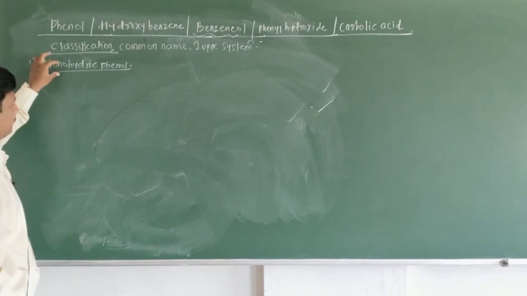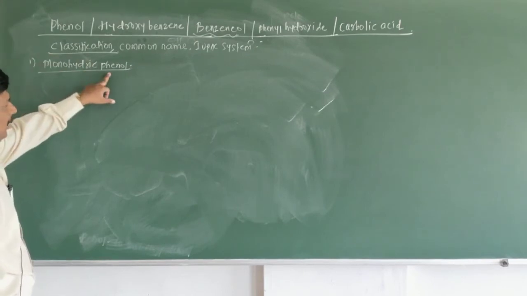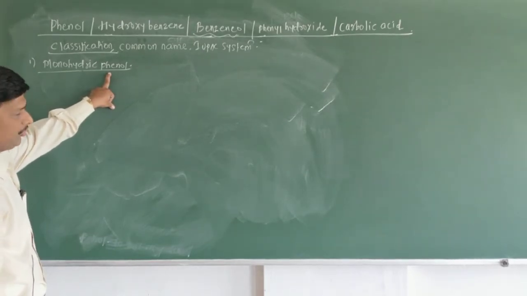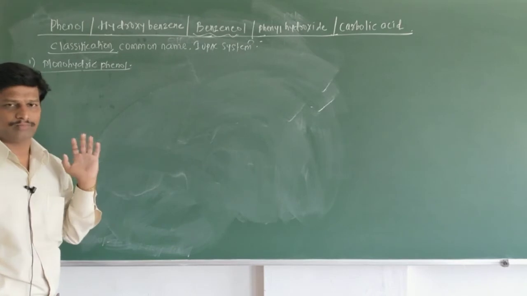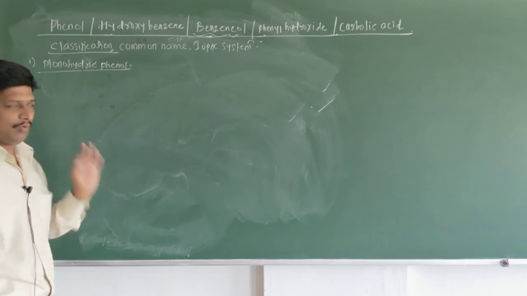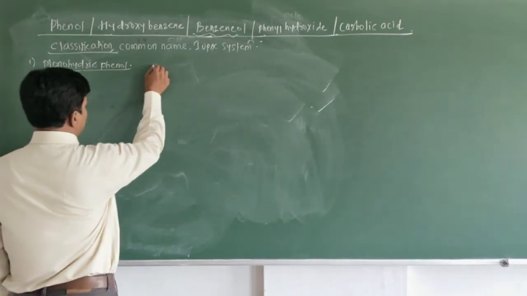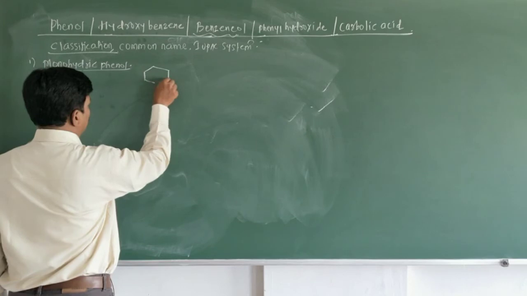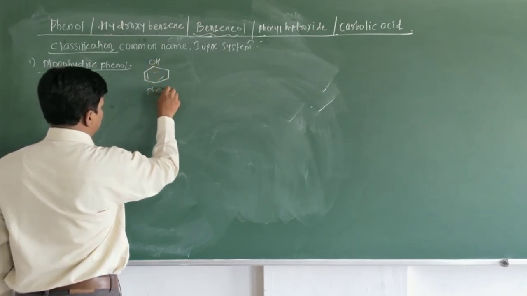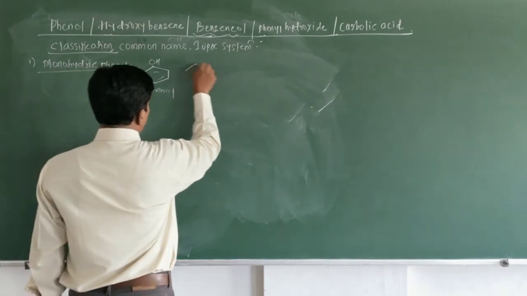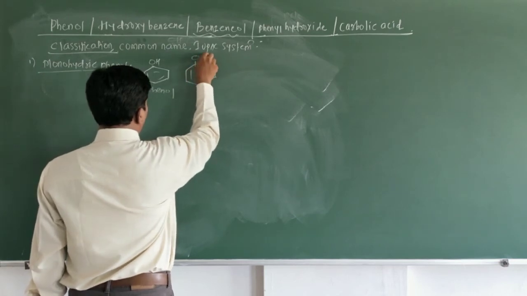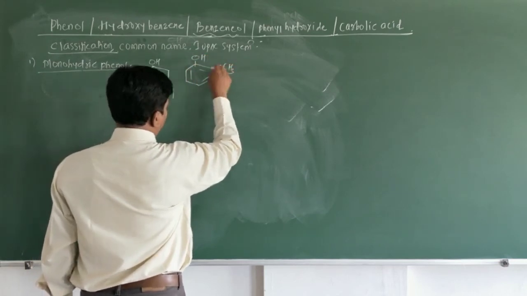What is the meaning of monohydric phenol? Mono means single unit, hydric means the hydroxyl OH group, and that hydroxyl OH group is directly attached to the benzene ring. So it contains only one OH group. Okay, monohydric phenol means it contains only one OH group, and the example is the benzene ring with OH, which is the structure of phenol. Then the monohydric phenols also contain other alkyl groups.